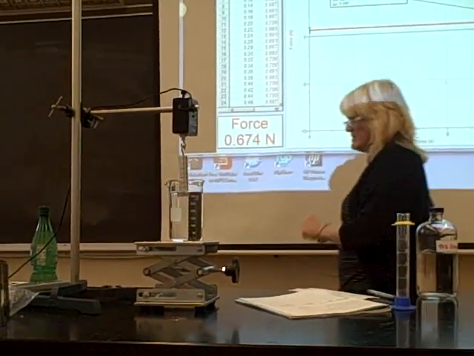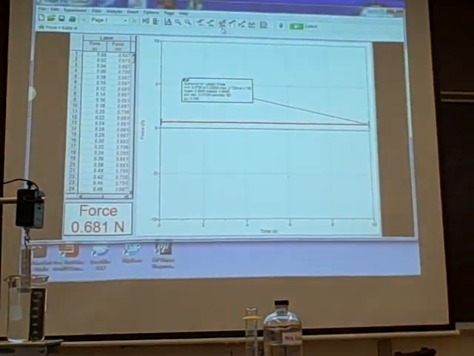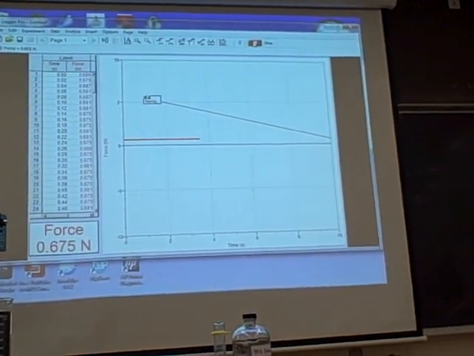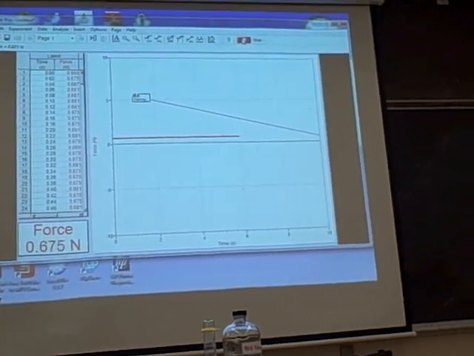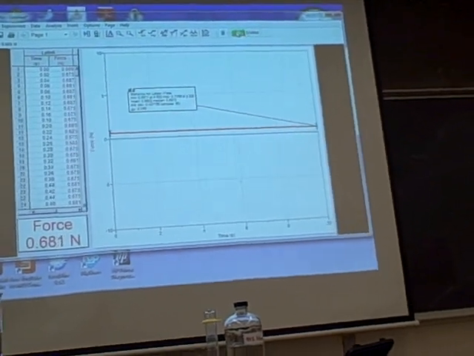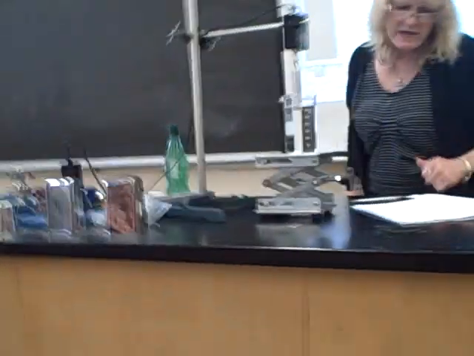Okay, so now all we're going to do is run it again. And then the mean value, that's what we're going to put in that second row, second cell. Okay, so now I'm getting a mean of 0.680. 0.680. Okay, next one.